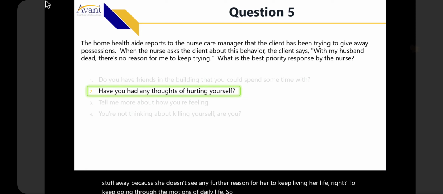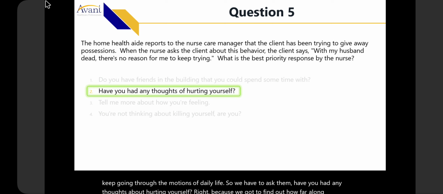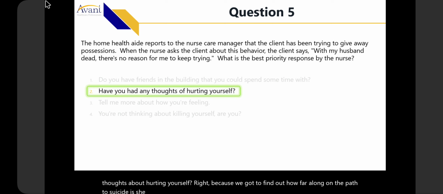So we have to ask then, have you had any thoughts about hurting yourself, right? Because we got to find out how far along on the path to suicide she is, so that we can put in the proper precautions. I hope that helps, Vera.